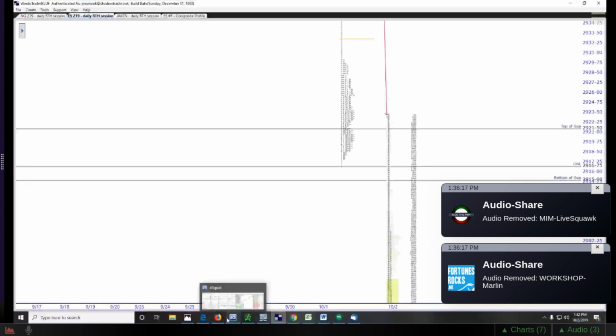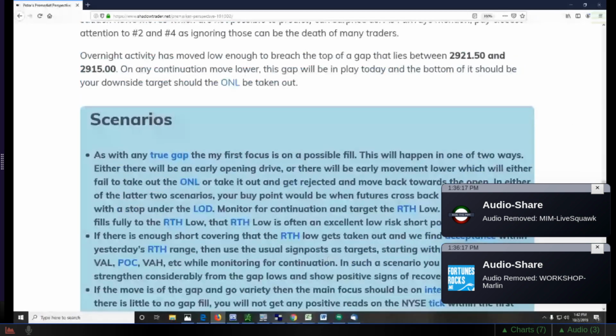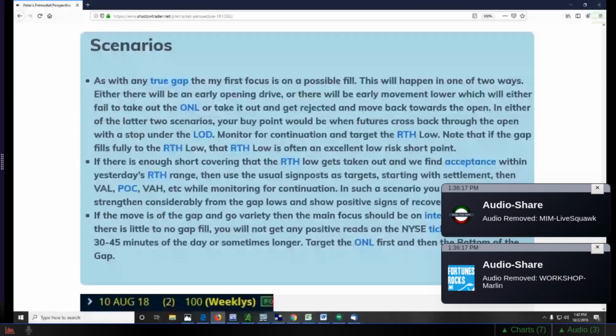And that basically is how I go about my morning, and I start from the top and set up my scenarios, et cetera, okay? That's pretty much it.